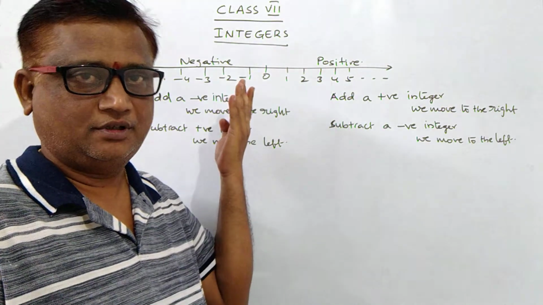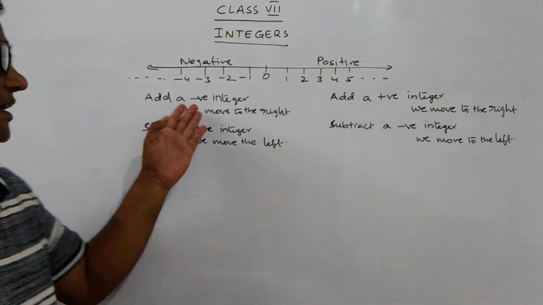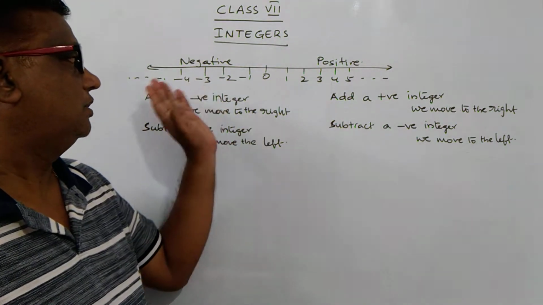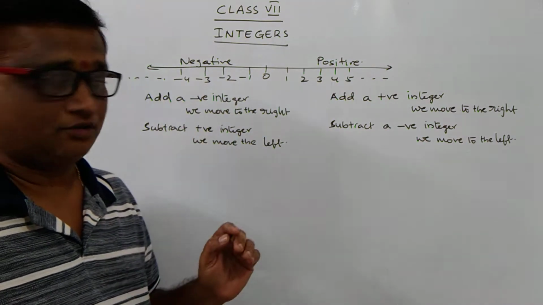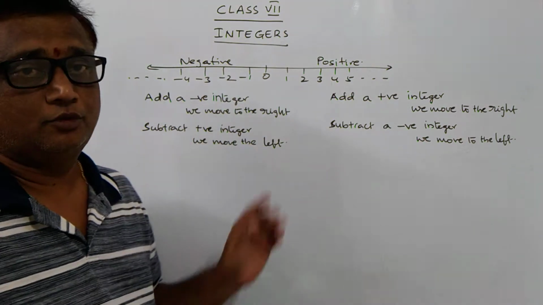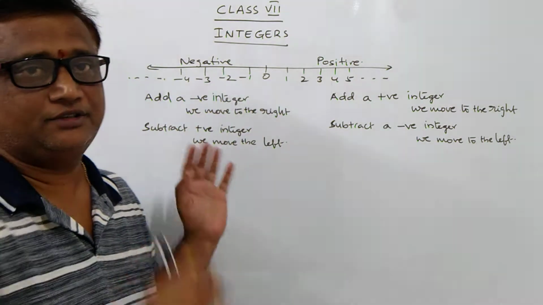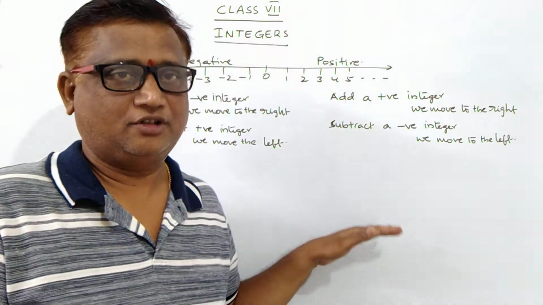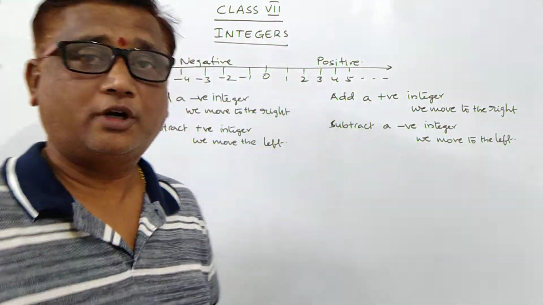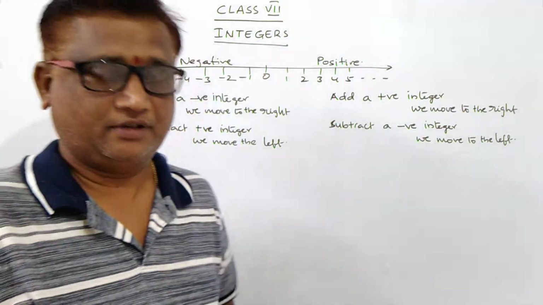So go to the left, subtraction; go to the right, addition. Add a positive integer, we move to the right; subtract a positive integer, we move to the left. So we get a clear-cut picture of positive integers and negative integers in integers. Now for Exercise 1.1, I am just going to give you the explanation.